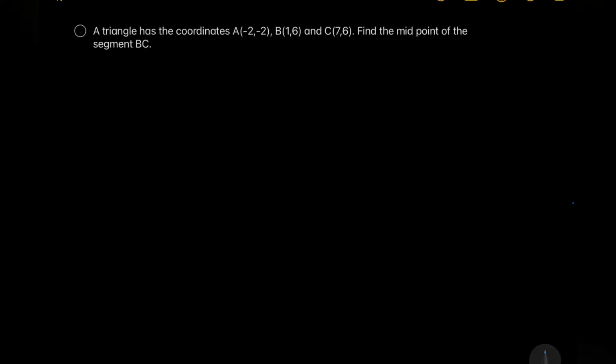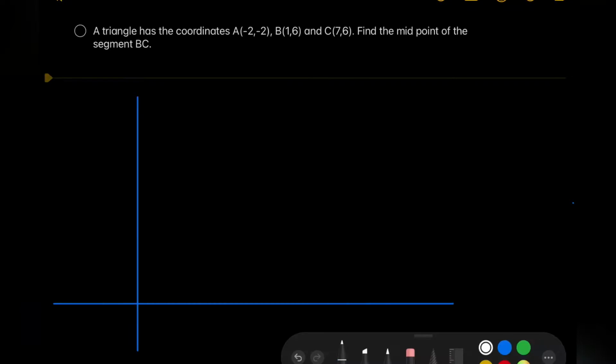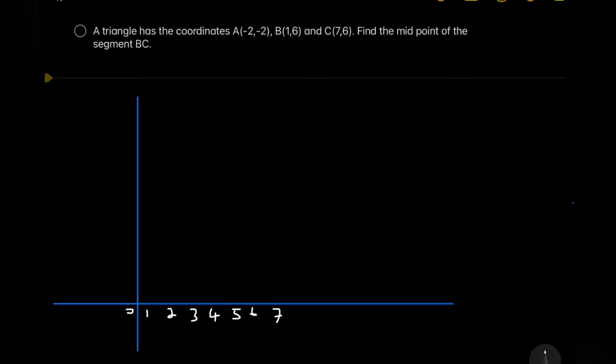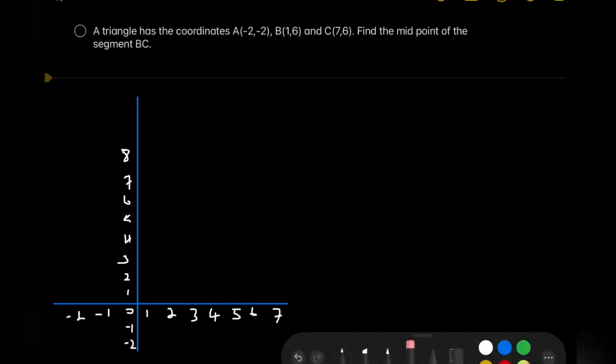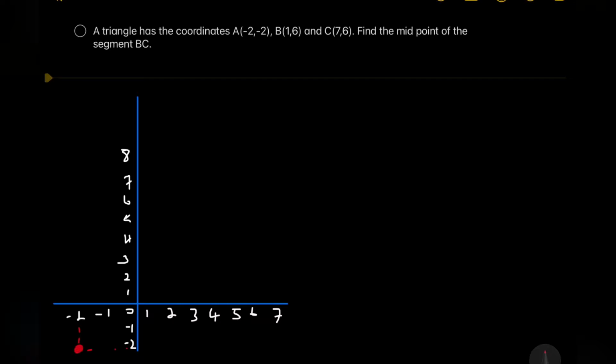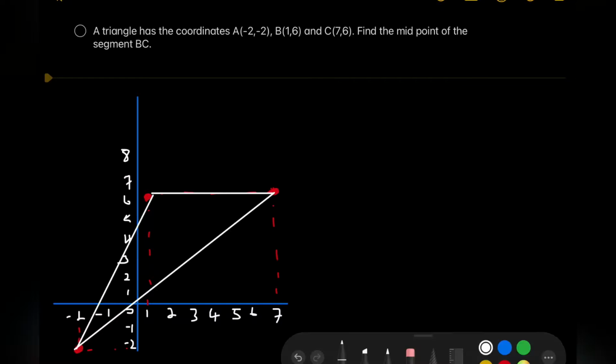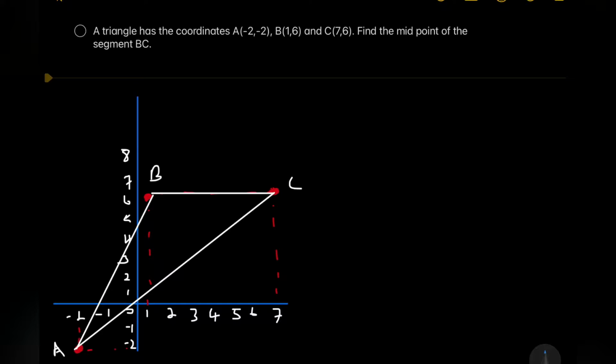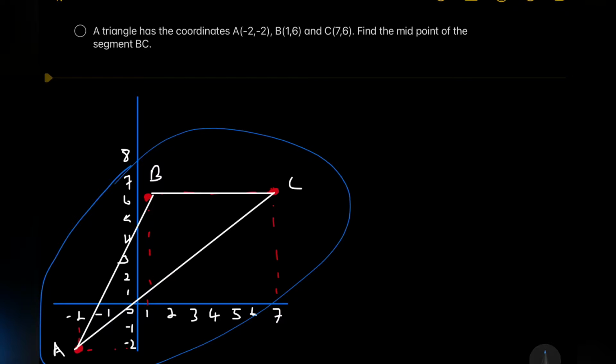Graphically, we will have something looking like this. So this is what it would look like. This closed figure is the triangle that is constructed by those 3 coordinates. And we are going to find the midpoint of this segment here, BC. So the midpoint should fall somewhere. This is a horizontal line, so it's quite easy to find.